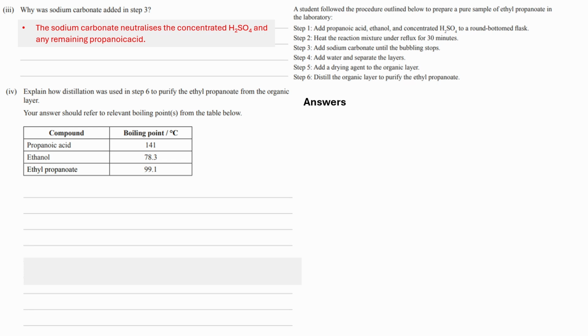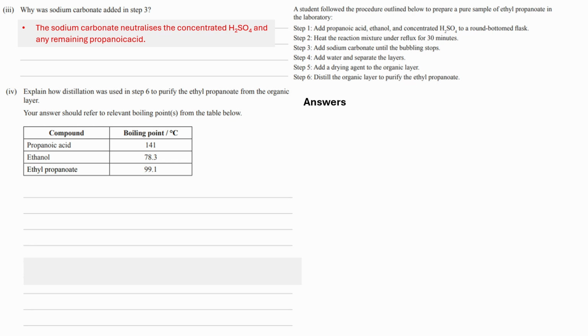Explain how the distillation was used to purify the ethyl propanoate from the organic layer. So they said that step 6 was to distill. Now, if you remember the distillation setup, we have a round bottom flask, and then we have like a corner that has our Liebig condenser now on a sort of ramp shape, right? So it's almost horizontal, but not. It's pointing downwards, and so any gas that goes through our condenser will be turned back to a liquid and then will flow down the condenser and out into a collection container.